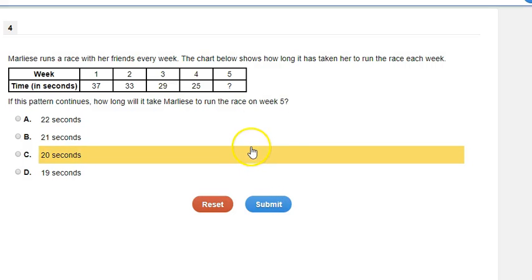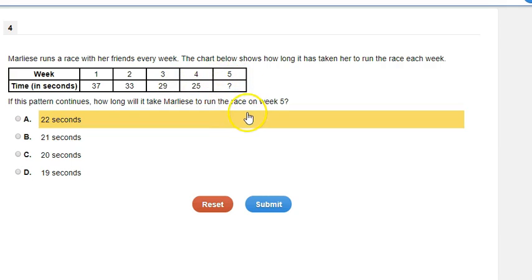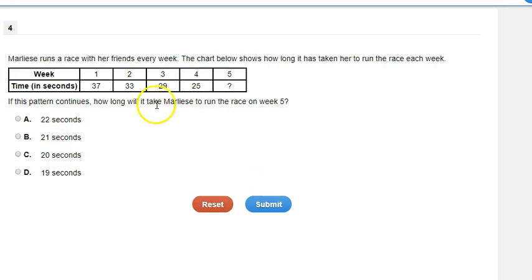Okay. Same thing, this is our number sequence, and we have a missing number here. Marilise runs a race with her friends every week. The chart below shows how long it has taken her to run the race each week. If this pattern continues, how long will it take Marilise to run the race on week 5? Okay, so here's our pattern. We go from 37 to 33 to 29 to 25. And then we have to find what's missing. So what do we do first? If you said subtract, you are correct.